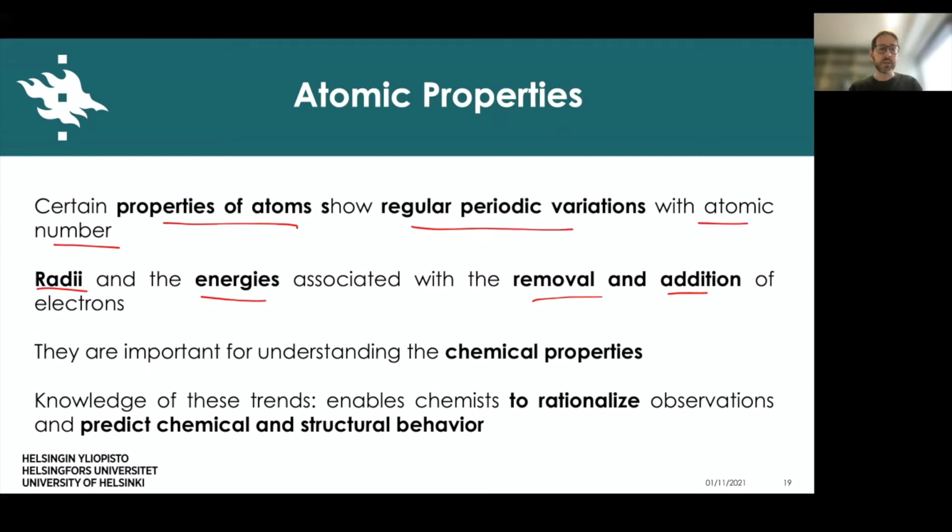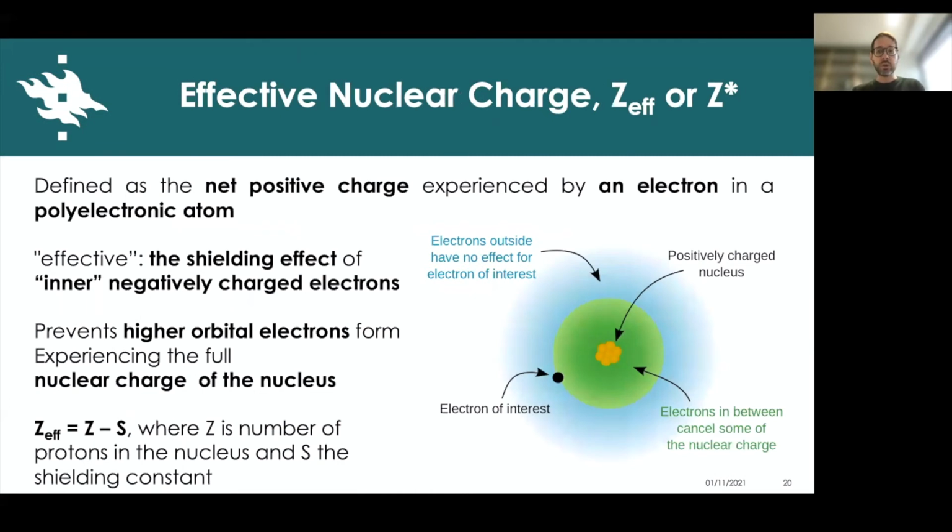And these properties, both the size and these kinds of energies, are very important for understanding several chemical properties. Therefore, the knowledge of these trends enables chemists and scientists to rationalize several experimental observations, and also to predict chemical and structural behavior. So that's why this is so useful.